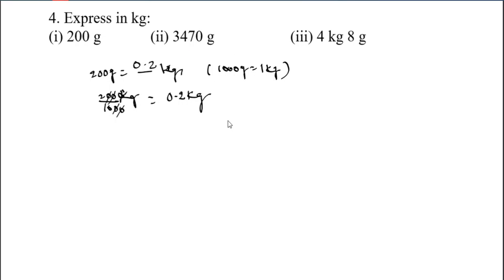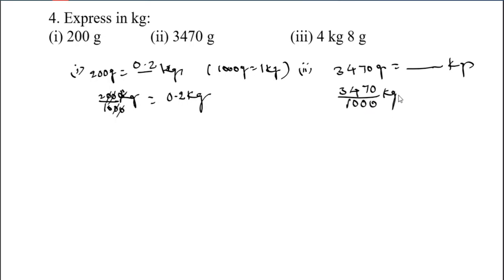3470 grams. Same. So this is the first one. The second one is 3470 grams is equal to dash kilograms. How many kilograms are there? So divide this one by 100 or 1000? 1000. Why? Because 1 kilogram is equal to 1000 grams. By 1000 kgs, which is equal to, write the numerator. So we can cancel zeros. Now 347 by 100, which is equal to, write the numerator, 347, put kgs.